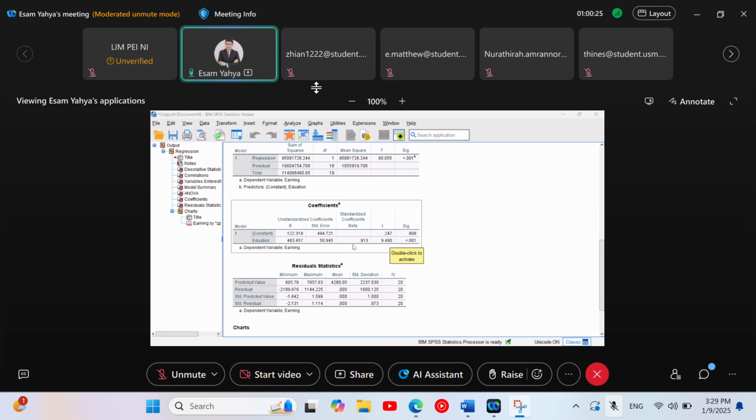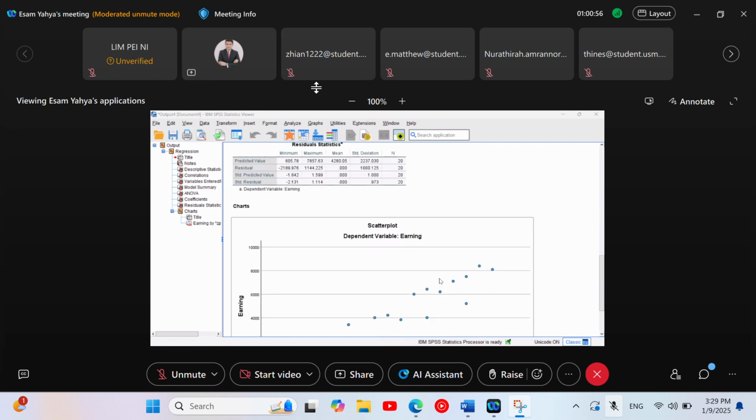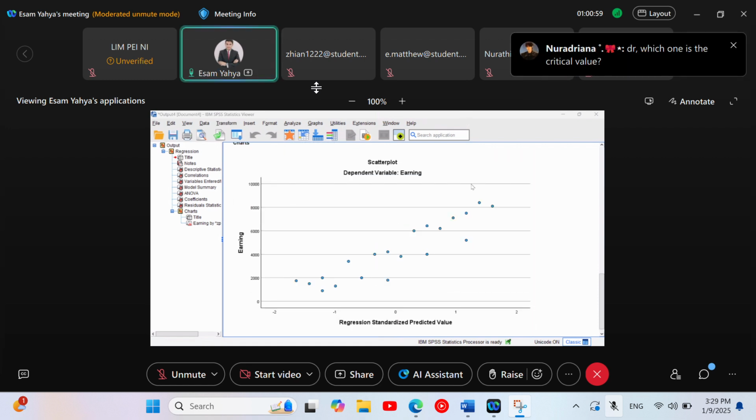Why? Because the correlation is too high. The correlation is already 0.913. So that's why the T value is also very high. Okay, so now we know with each year of education how much the income increases, and also we know the value of T and the significance. Okay, now the scatter plot, the graph. You go down and you will see the scatter plot.